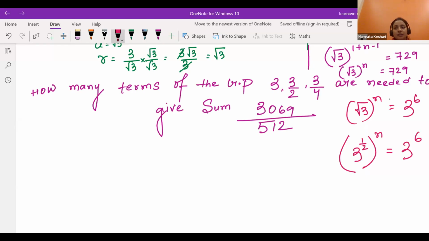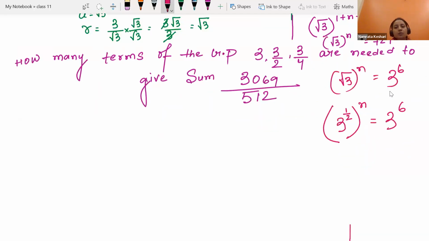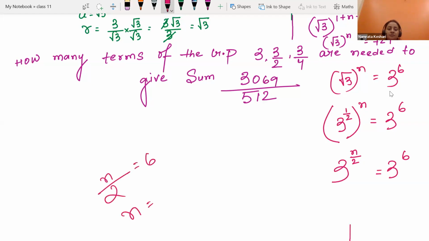Yes, ma'am. So what are we getting? When we multiply the powers, we get 3 to the power 1 by 2 into n, that means n by 2. Yes or no? Yes, ma'am. Now we can compare the exponents on both sides, because the bases are the same. n by 2 is equal to 6. n is equal to 12. Got it? The 12th term of that GP is 729.